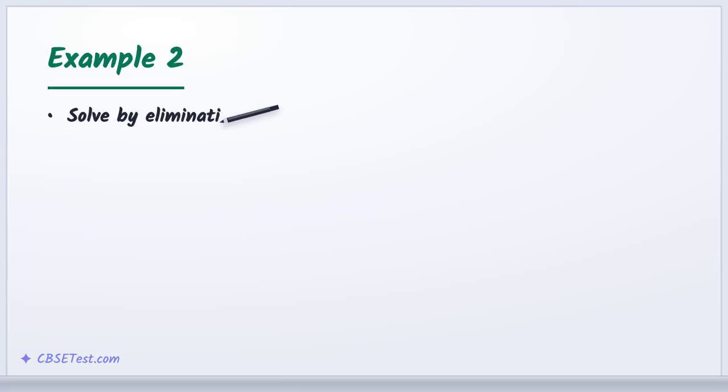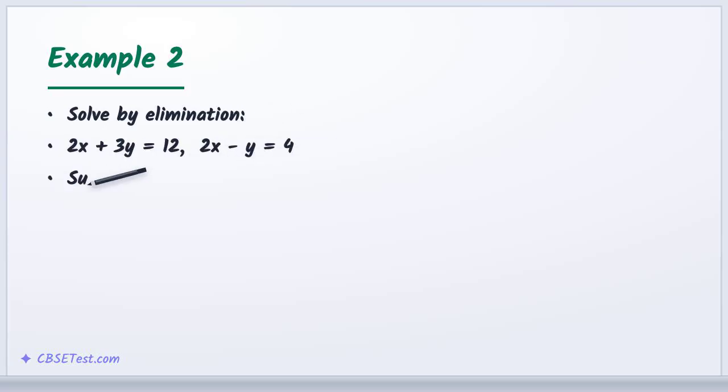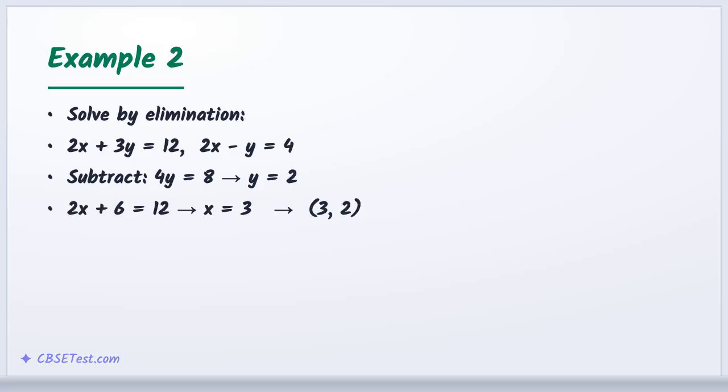For 2x plus 3y equals 12, and 2x minus y equals 4, the x terms already match. Subtract the equations to eliminate x. 4y equals 8, so y is 2. Substitute back to get x equals 3. The solution is (3, 2).